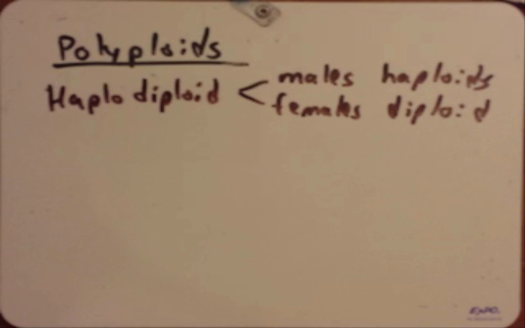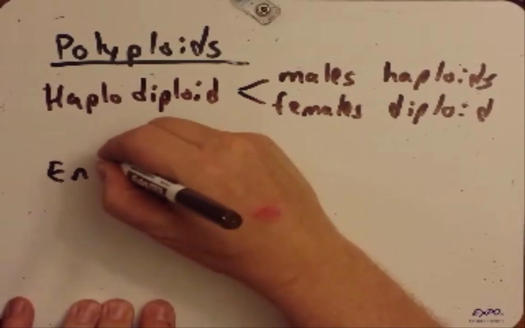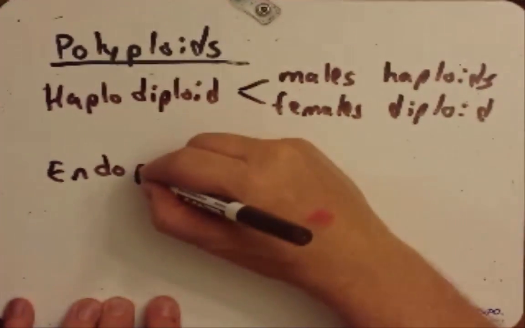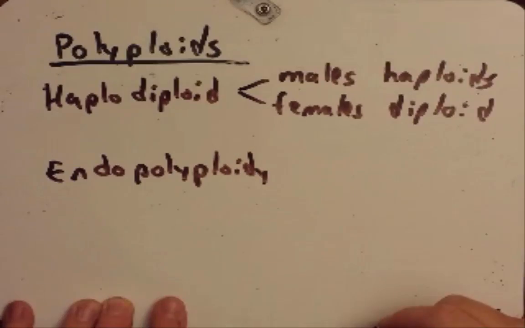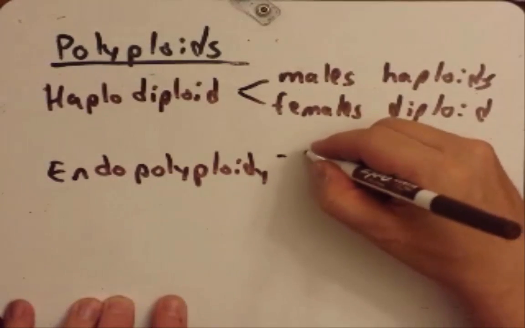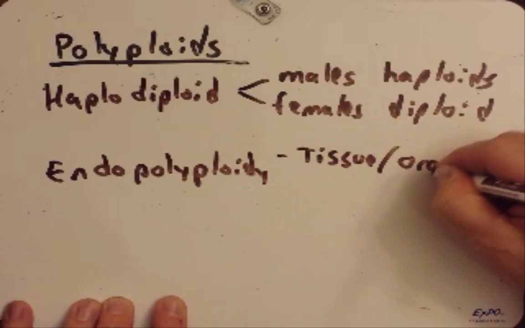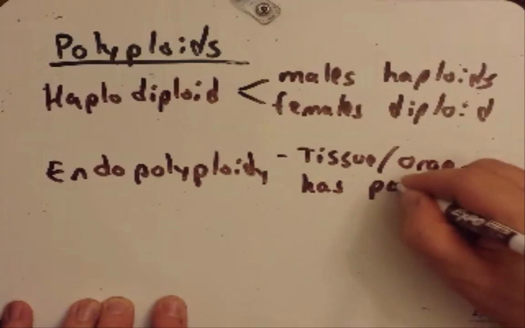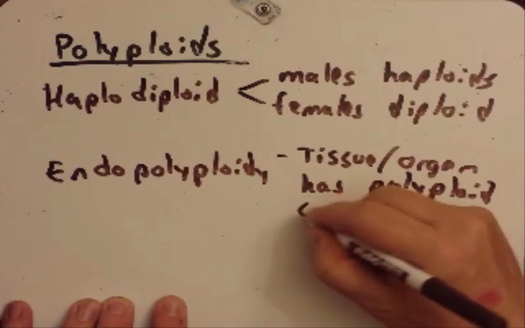Another interesting example that we can see in humans is something called polyploid. And this is when a tissue or organ has polyploid cells.